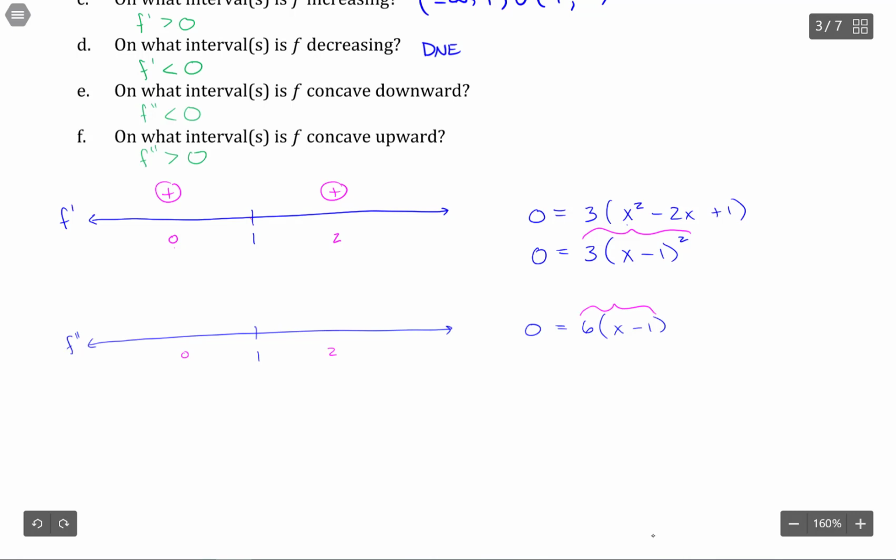If I plug 0 in here, this would be 6 times negative 1, which is negative. So I'm concave down on this interval from negative infinity to 1. And then if I put 2 in here, this would be 6 times 2 minus 1, which is 1. So that's a positive value. So that tells me this interval I am concave up. So from 1 to infinity.